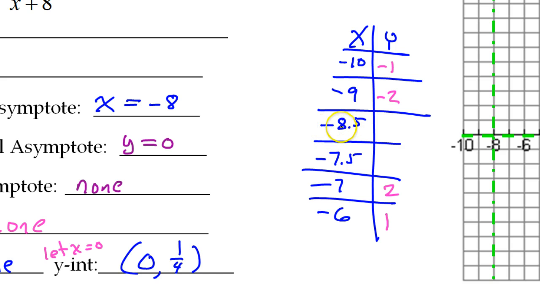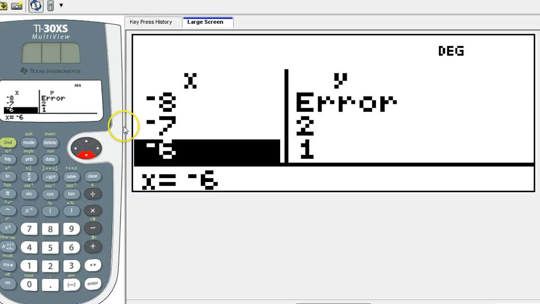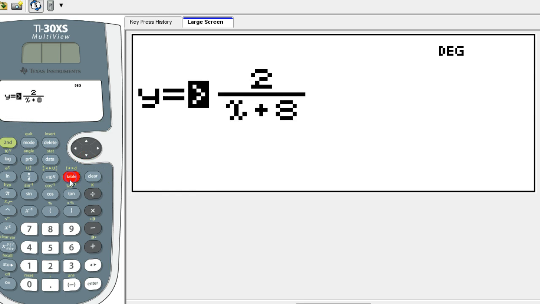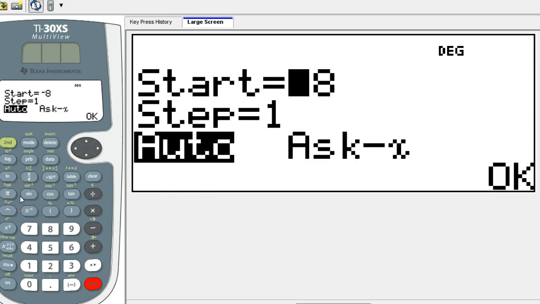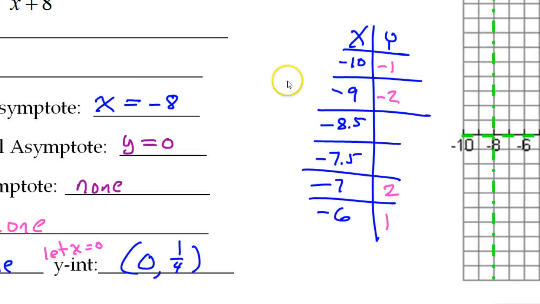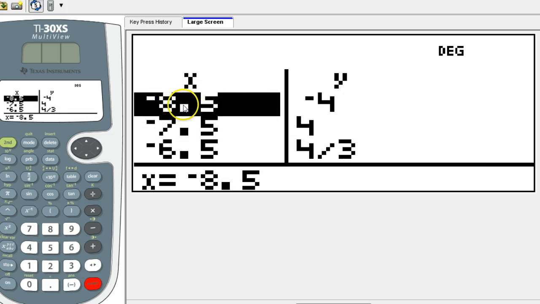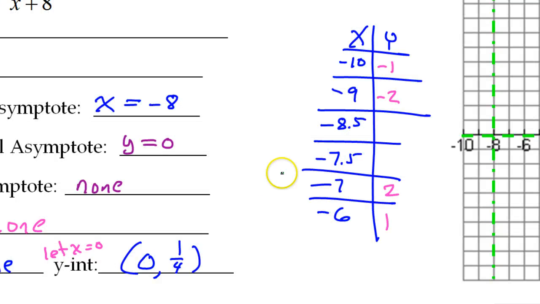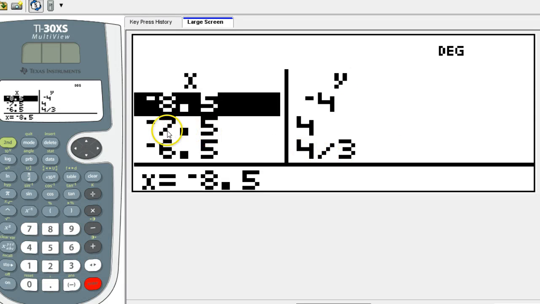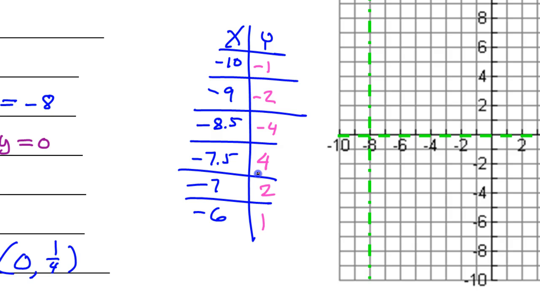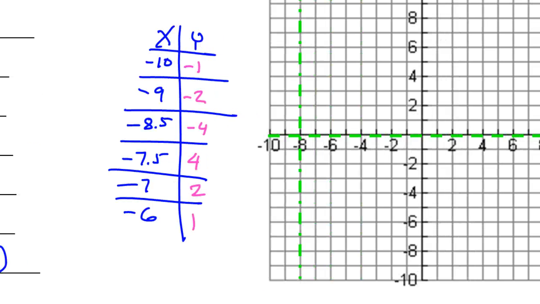I wanted negative 8.5. One way to do it is hit the table function, hit enter, and type it in. At negative 8.5, I'm at negative 4. How about negative 7.5? At negative 7.5, I'm at positive 4. Now let's graph these points and see what we're dealing with.